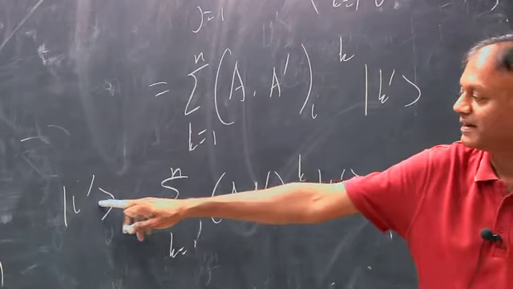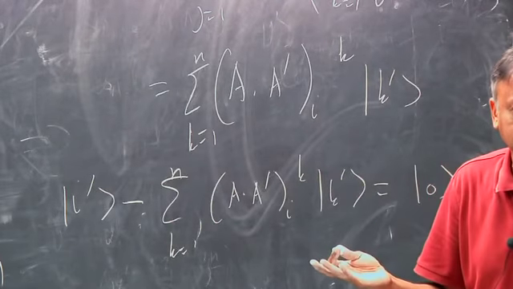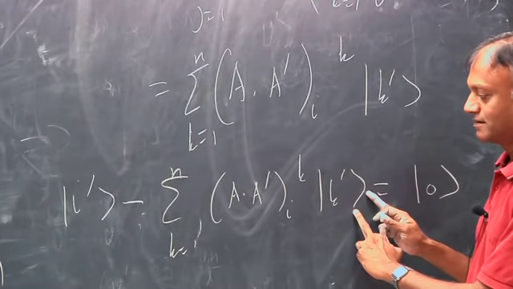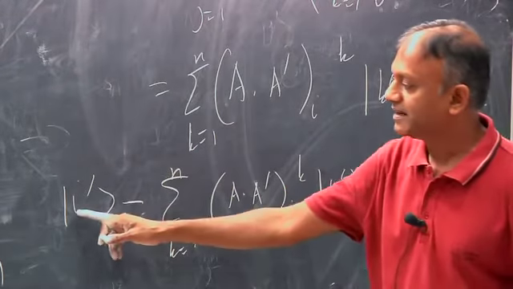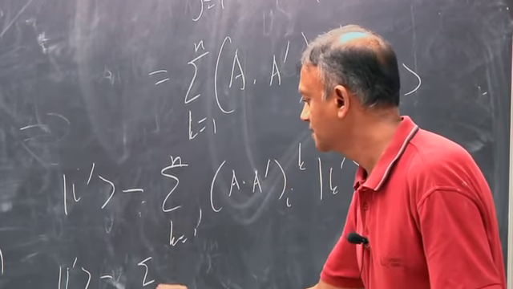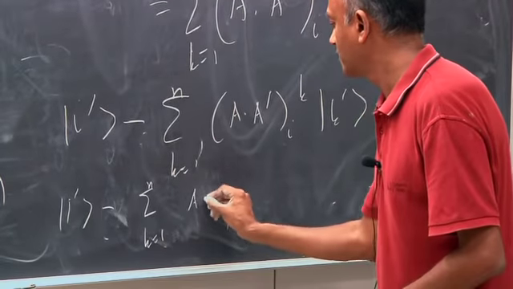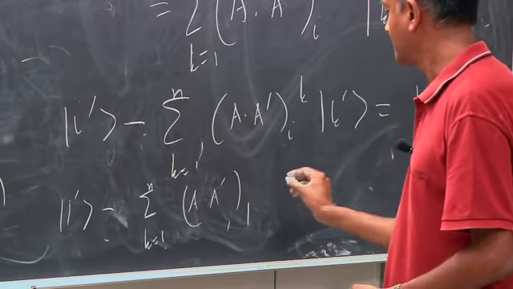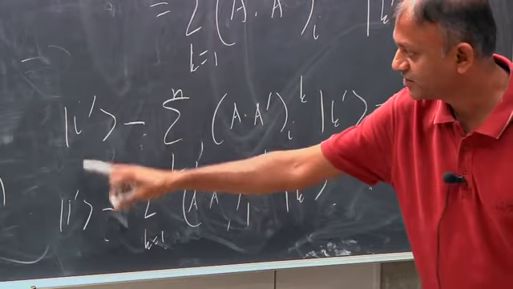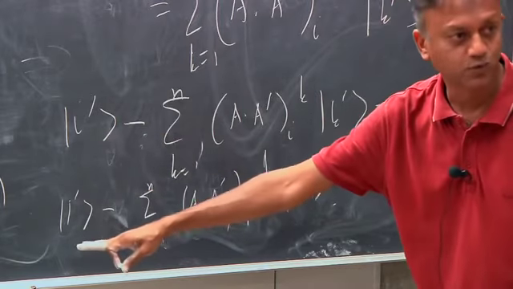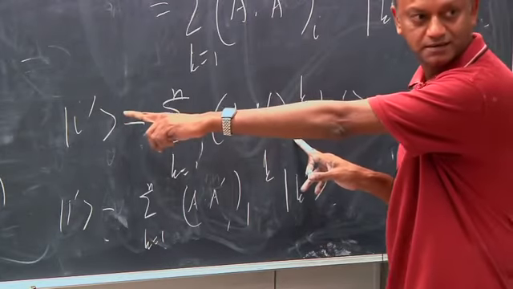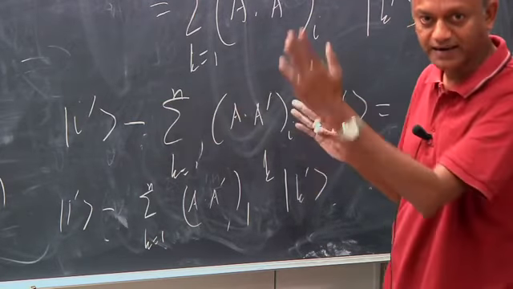But now these are linearly independent. I mean, all these I primes are linearly independent. That means that in this sum, okay, so let's see. Suppose I take I prime equal to 1. So what do we get? 1 prime minus the sum over k equal to 1 to n of a times a prime 1k, k prime, right? This is true for each of them. So for 1 prime, similarly there will be another equation for 2 prime and so on and so forth. There are n equations here because I is a free index. This is true for every I. So there are n equations.